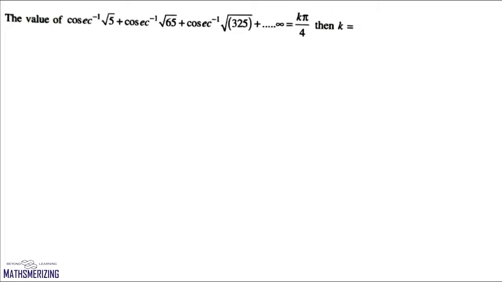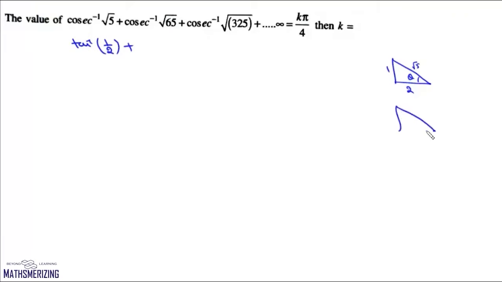Now here the problem is we need to find the value of cosec inverse root 5, cosec inverse root 65, cosec inverse root 325, and it goes all the way up to infinite. Now what we'll do is we'll change each of these expressions in terms of tan inverse. Now cosec theta is root 5. So this is theta, this is root 5, this is 1, and here this value will be 2. So we'll write this as tan inverse 1 by 2.